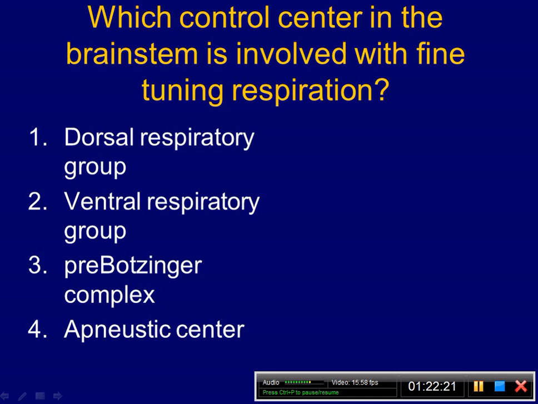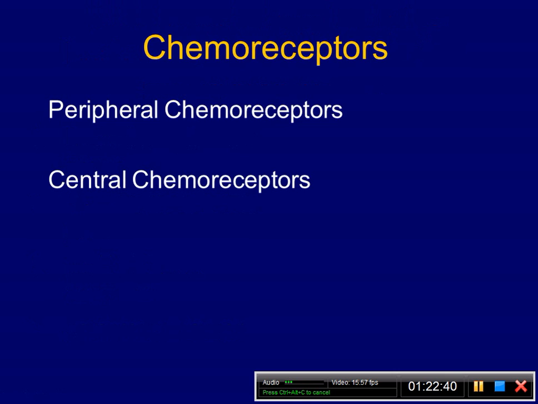So which control center in the brainstem is involved with fine-tuning? Which ones? So you're right, it's the pons. Which one of these falls into the pons? The last one, the apneustic. Yep. So the DRG, the ventral, and the pre-Bötzinger group are all in the medulla oblongata. The apneustic is the only one that's not. Right.